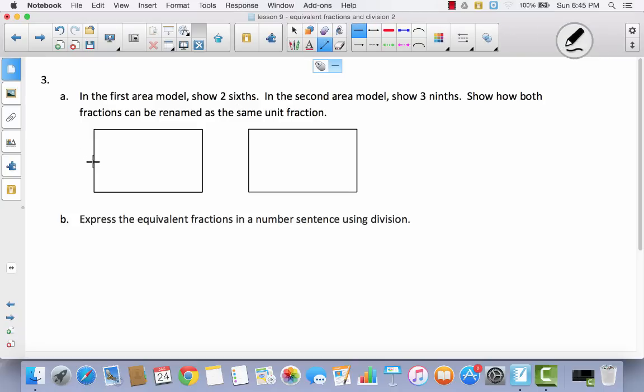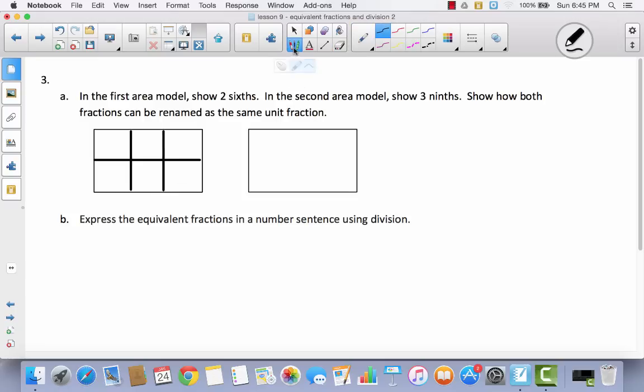2/6. So I'm going to go ahead and divide it in half, just like this. And then I'm going to break it into thirds like this. So now I have 6 parts. And I have to shade 2 out of 6. So let's go ahead and get our highlighter here. 2 6ths.